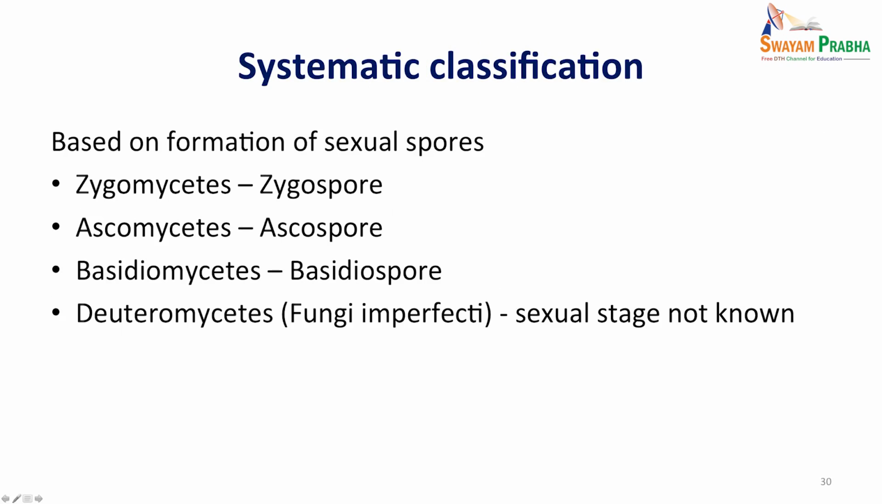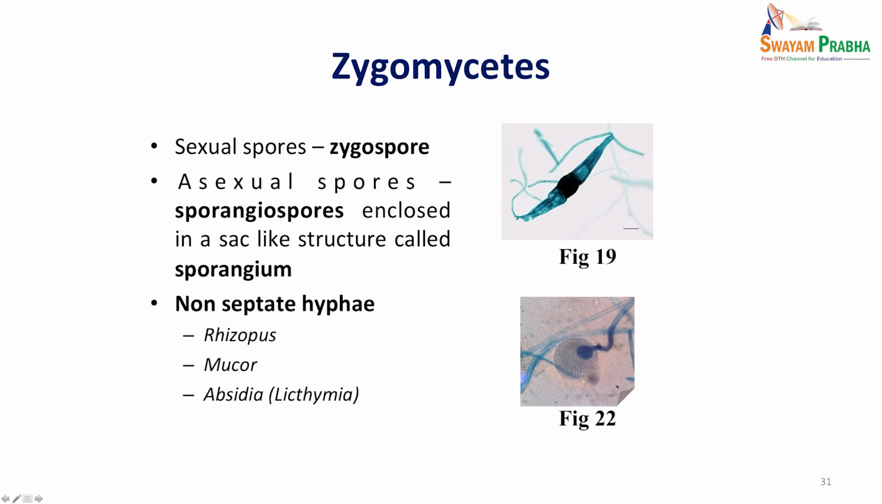Systematic classification can also be done based on sexual spores. If they are zygospores, then it is known as Zygomycetes; ascospores, then it is Ascomycetes; basidiospores, then they are known as Basidiomycetes; and there is one, Deuteromycetes or Fungi imperfecti, where the sexual stage is not known. Now, in Zygomycetes, I told you, the mating fungi of the same species come together and form a sac-like structure, and they could form a sporangium. This sporangium has sporangiospores in it. These are usually seen in non-septate hyphae, which could be Rhizopus, Mucor or Absidia.